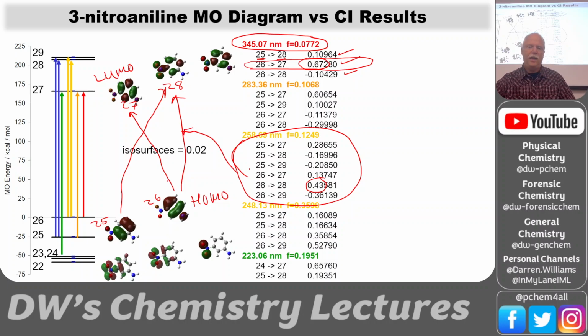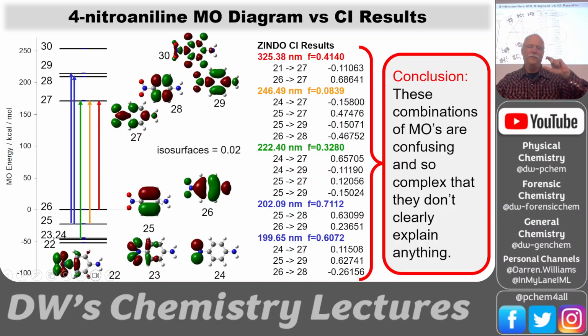Yeah. So it's complicated is the take-home lesson. It can model the UV-Vis, but assigning it to individual pairs of MOs is not always easy. These combinations of MOs are confusing and complex and don't clearly explain anything. All right.